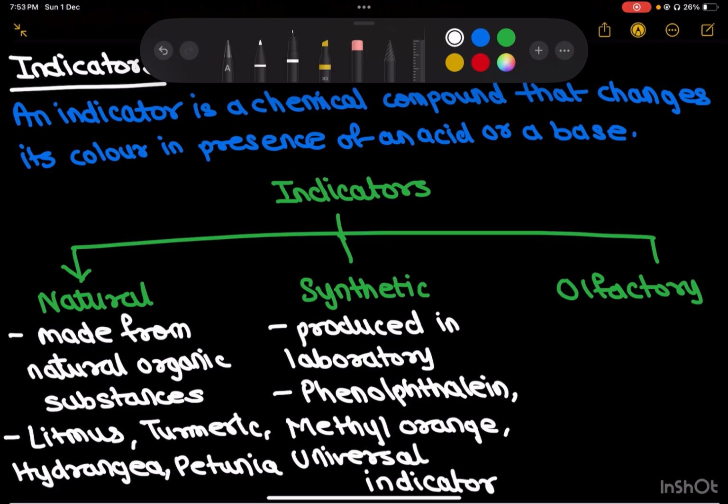So universal indicator is a very commonly used indicator, universal indicator, right? So yeah.